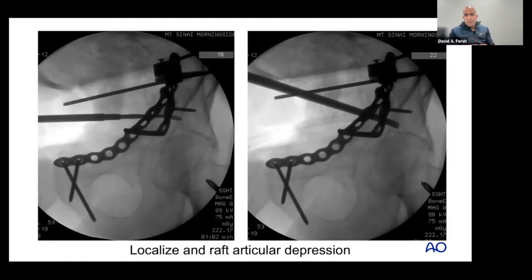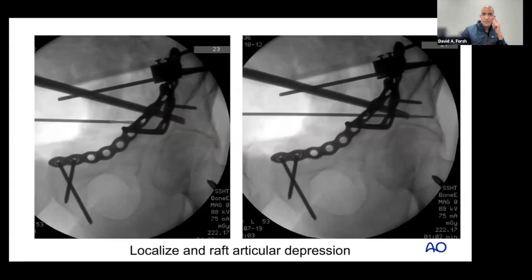And once you do that, you want to make sure that you're mindful of any marginal impaction. So you have to localize and graft that articular depression. And you can see that depicted here with the Freer elevator that's localizing where that area of marginal impaction is. And that's important to note again from your preoperative templating and understanding. So you can't just contain the acetabulum, you also have to try and make it congruent and maintain that. And so there are two ways that we can do that.